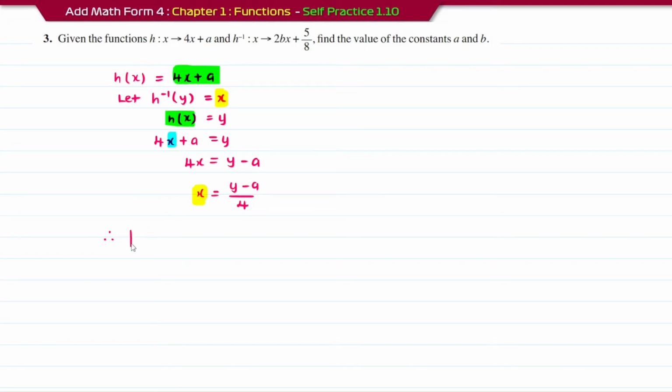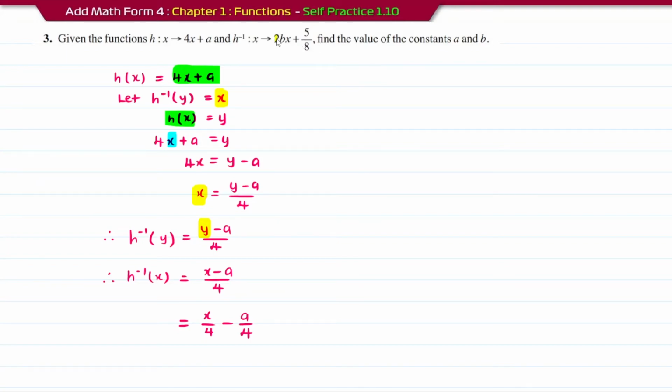So therefore, the inverse h of x, then we are going to replace the y with the letter x. So we can also separate the single fraction that we have here. So it will become x over 4 minus a over 4. Now we are going to compare this with the inverse of h given in the questions.